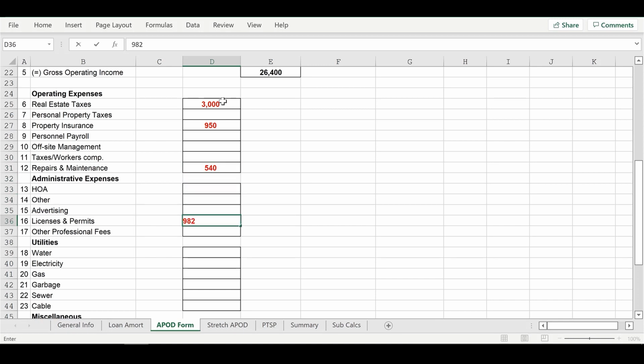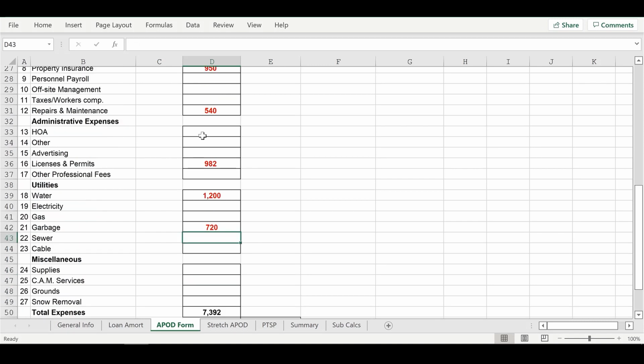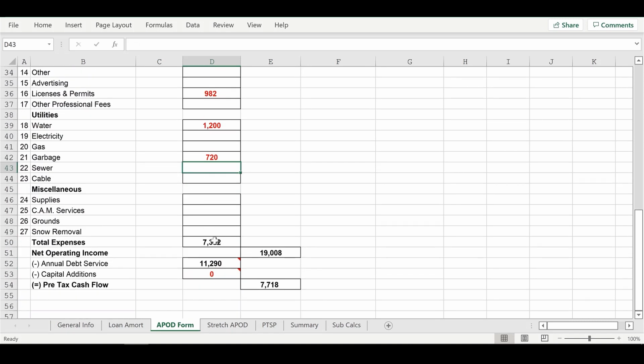That came from the Schedule E. Landlord's going to pick up the water for $1,200. And the garbage for $720. Those are annual numbers. And that brings us down to our total expenses of $7,392, our NOI, annual debt service, and our pre-tax cash flow.